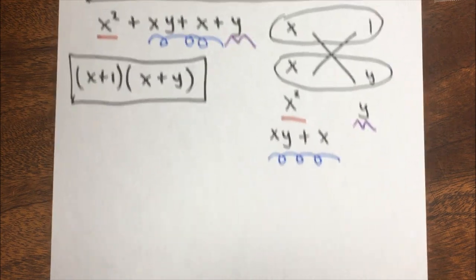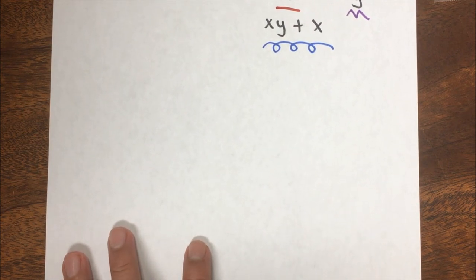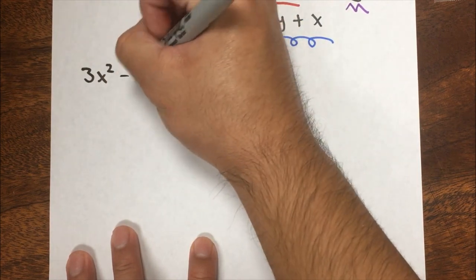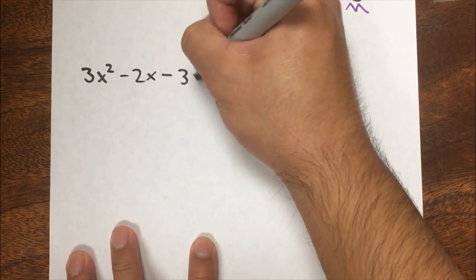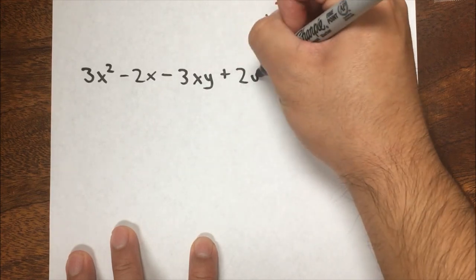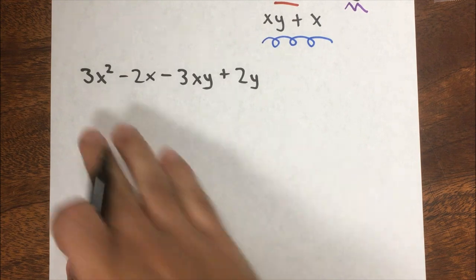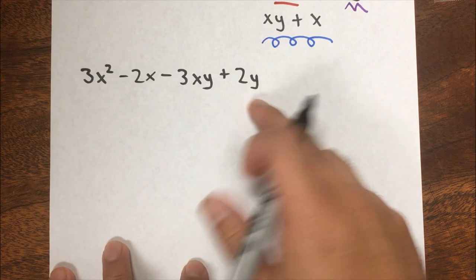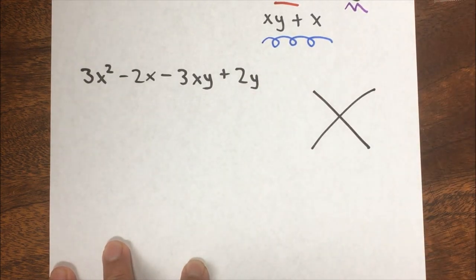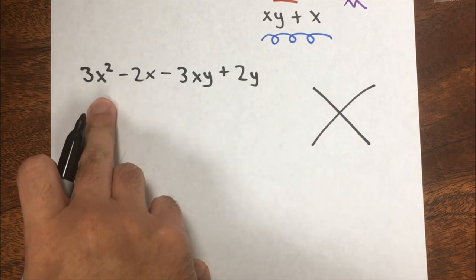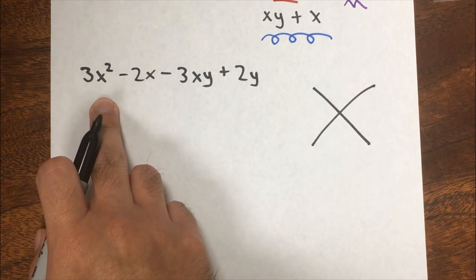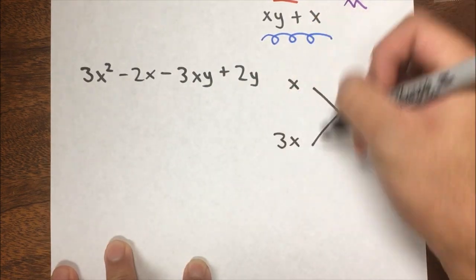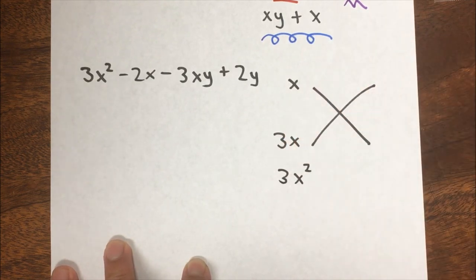Okay, let's look at another example. So let's say we have 3x squared minus 2x minus 3xy plus 2y. So here we have x squared. These are x to the power of 1, and this is x to the power of 0. We have our diagram. So 3x squared, we could get that with maybe x and 3x. X times 3x will give us 3x squared.